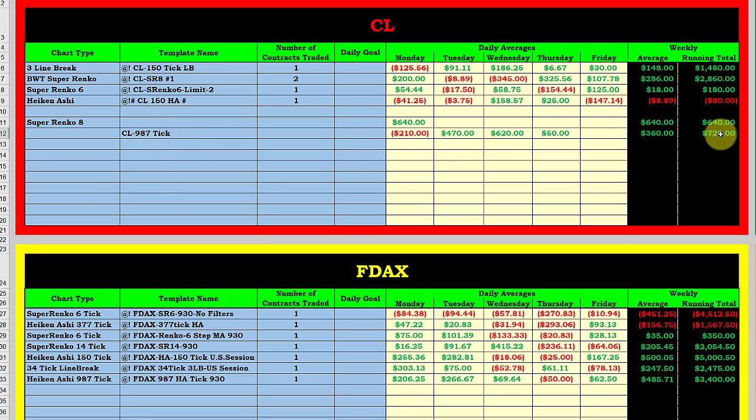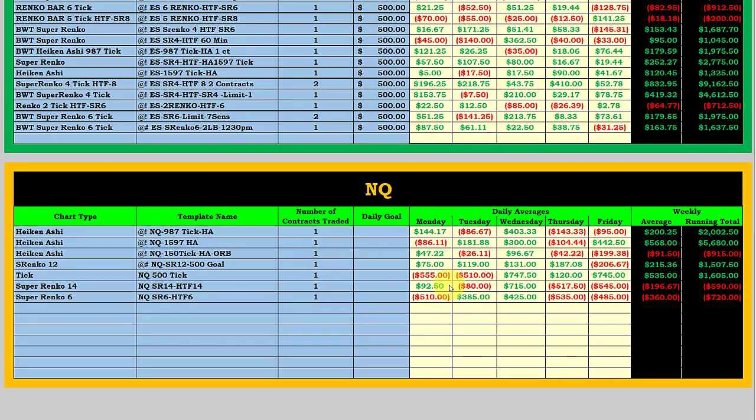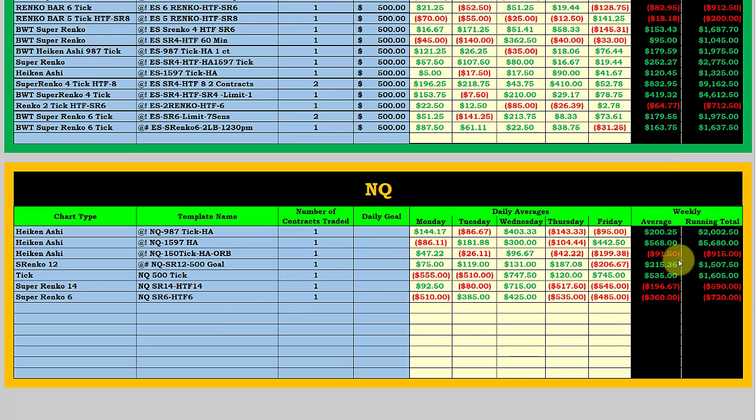I haven't been tracking that long. I've just begun to track this not too long ago, but it's showing positive here. So yeah, it's quite interesting that the 987 tick Kagi is solid among all the instruments that we're tracking. Moving down to the Nasdaq here, the best performer is the 1597 Kagi, followed by the 987.